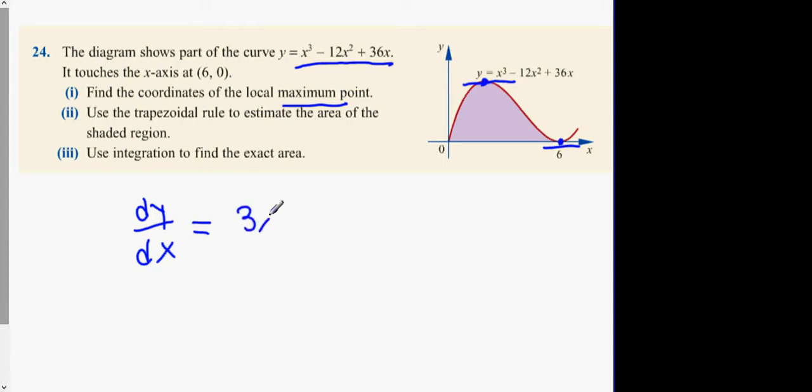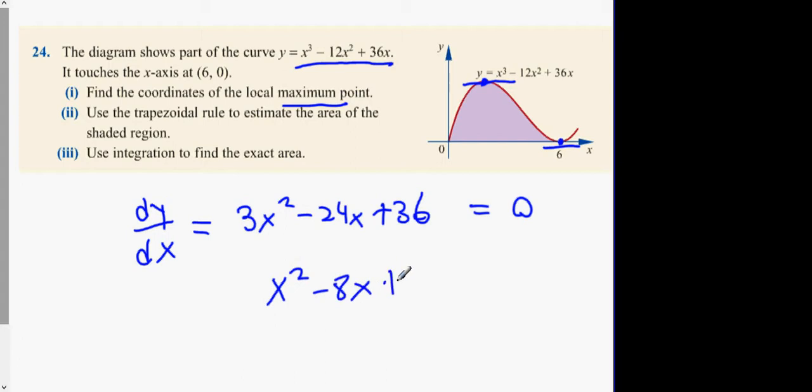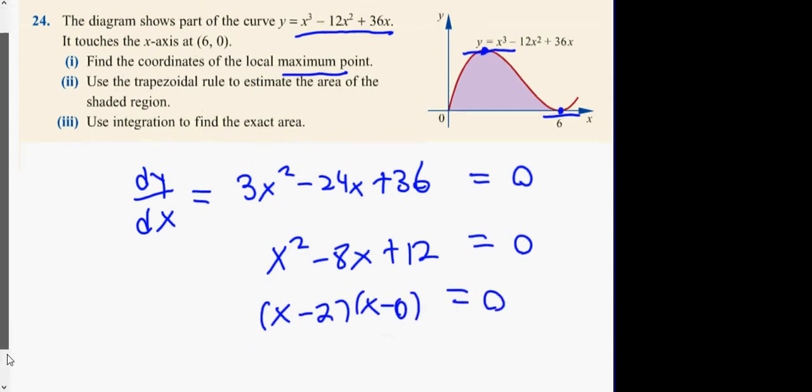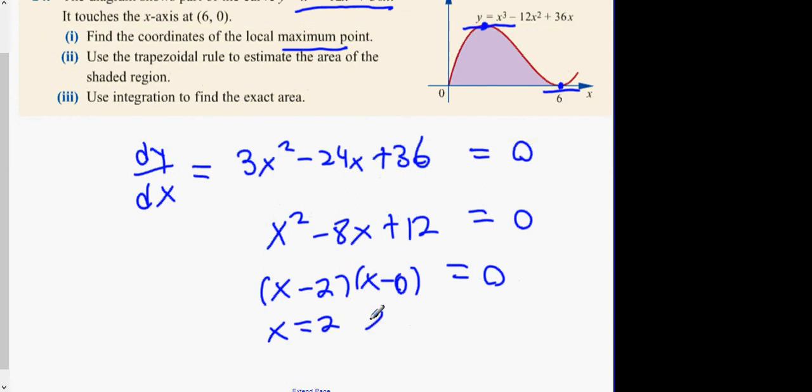Remember, differentiating is the slope. You're going to get 3x squared minus 24x plus 36. We're not integrating, we're differentiating this time. I'm going to put that equal to 0. I'm then going to divide by 3, because dividing by 3 will help me solve this. And then I'm going to get x minus 2, x minus 6 equals 0. And then I'm going to get x equals 2 and x equals 6.